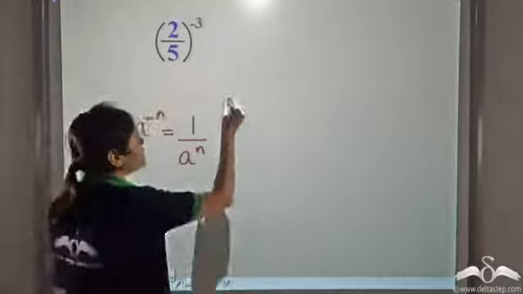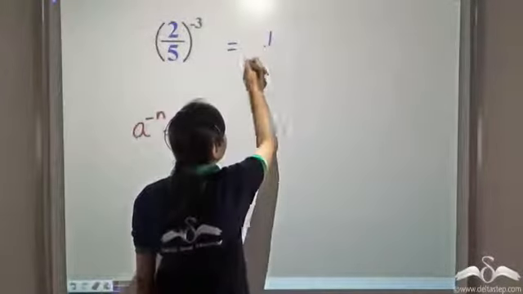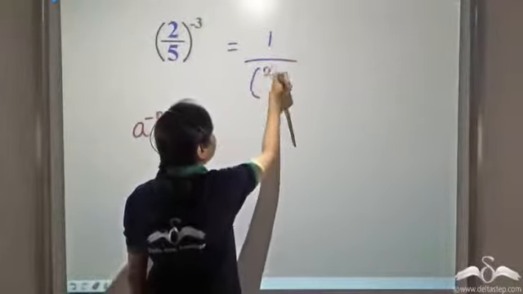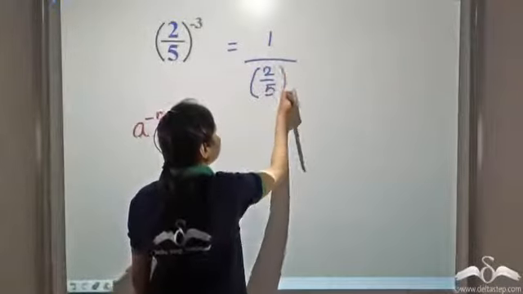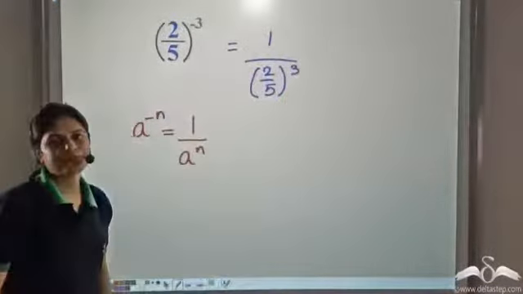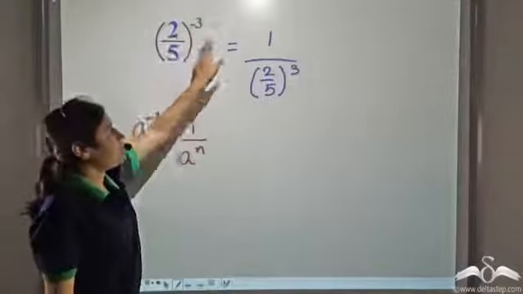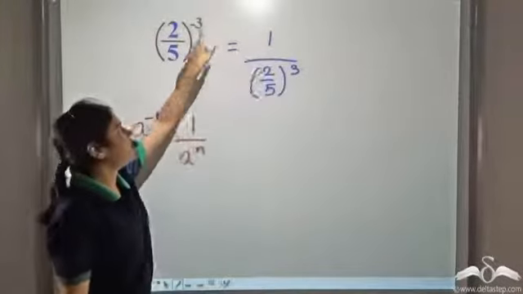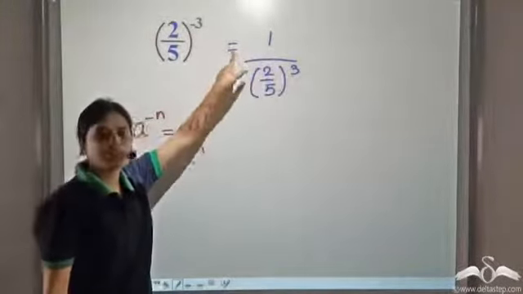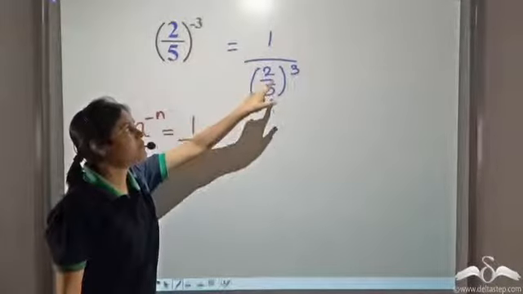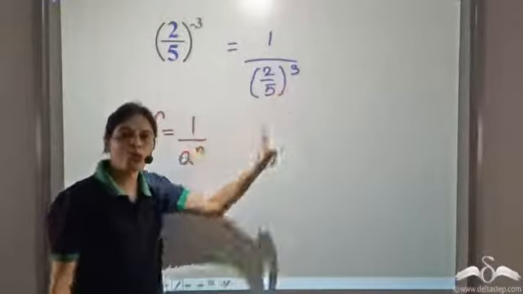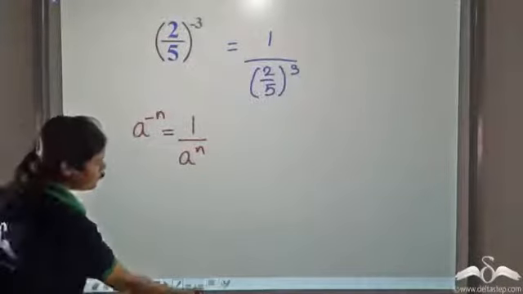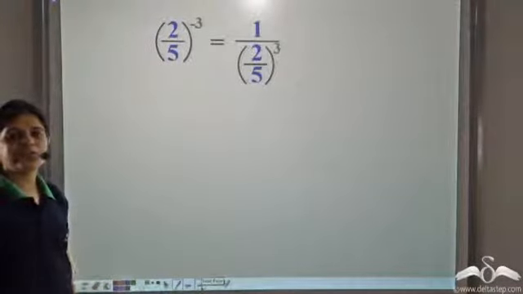So I can write this as 1 divided by (2/5) to the power 3. This thing goes to the denominator and the sign of the exponent changes. So this is 1 divided by (2/5) whole raised to the power 3. So this is what we have.